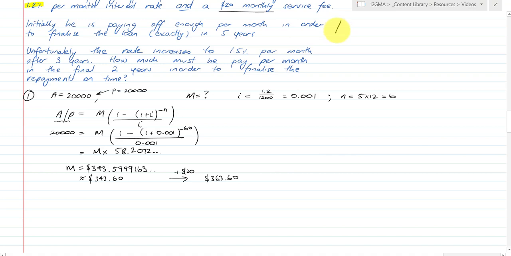That's how much he has to pay to complete the loan in exactly 5 years. And you'll note here that I have rounded up, so it will be completed, maybe to be completed by a cent early, I don't know. But unfortunately, the rate increases to 1.5% per month after 3 years. How much must he pay per month?